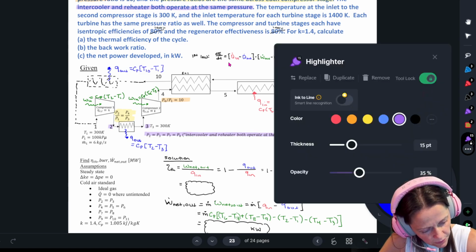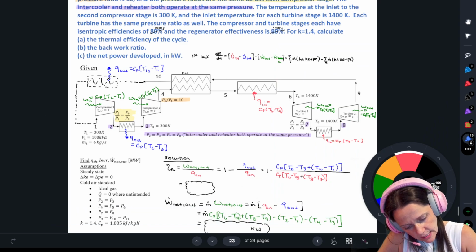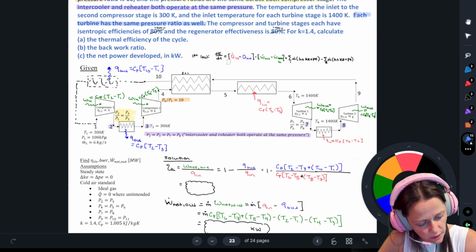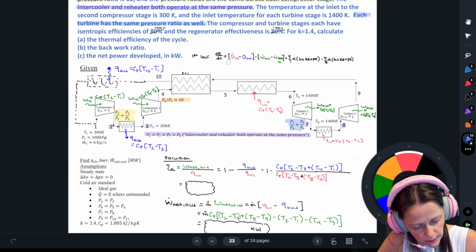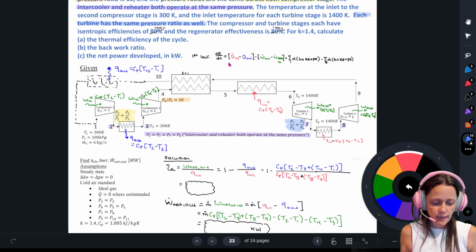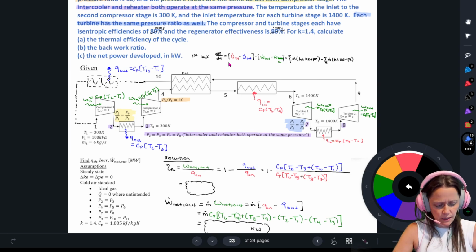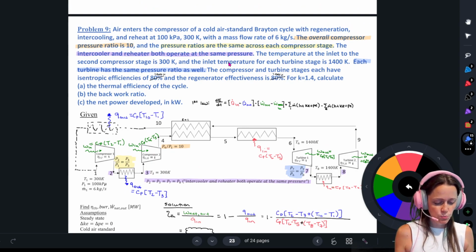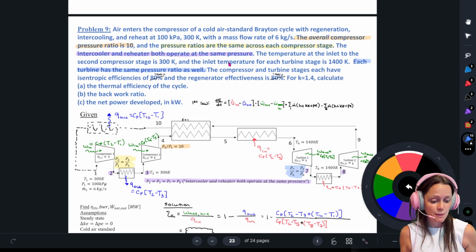And then I've got one more thing that I'll highlight here. It says each turbine has the same pressure ratio as well. So what it's telling you is that the pressure ratio from 6 to 7 is the same as the pressure ratio from 8 to 9. There's a lot of wording in there, so make sure you map that to what we've drawn on our diagram here, because that would be something you would be responsible for doing.